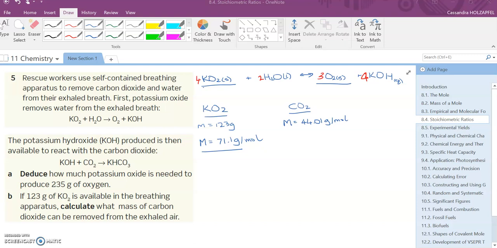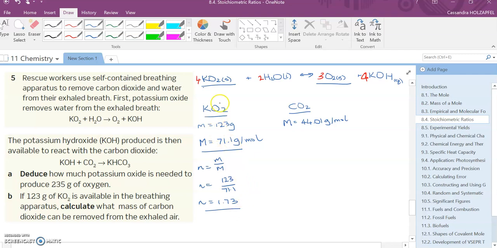All right, so let's use our formula. So the number of moles is going to be equal to the mass divided by the molar mass. So we're going to have 123 divided by 71.1. And that's going to give me 1.729. So I'm just going to round that to 1.73 moles of this particular substance.